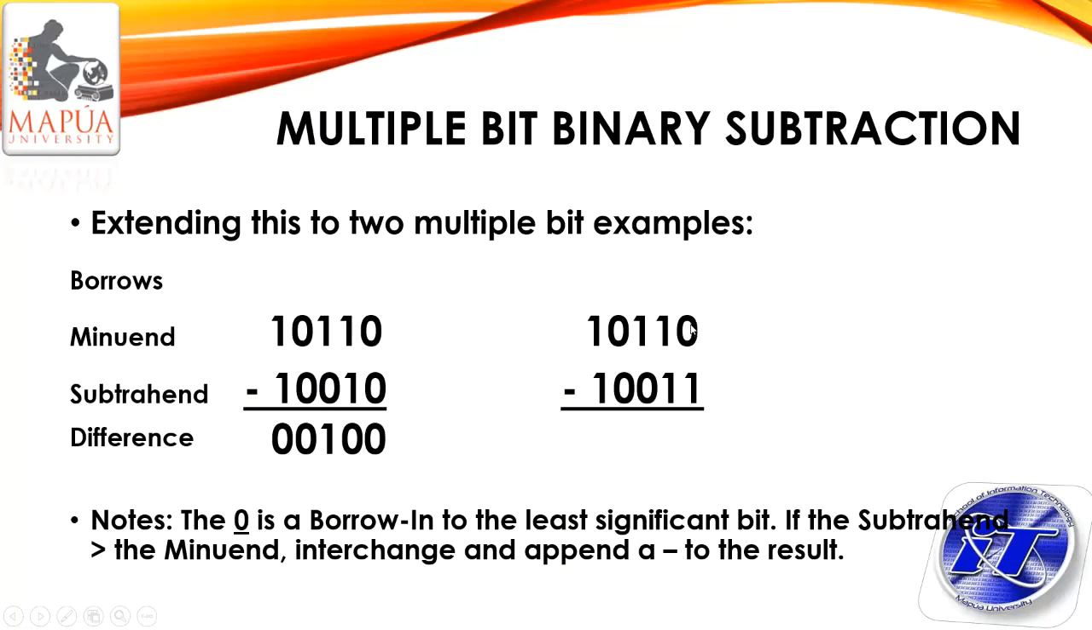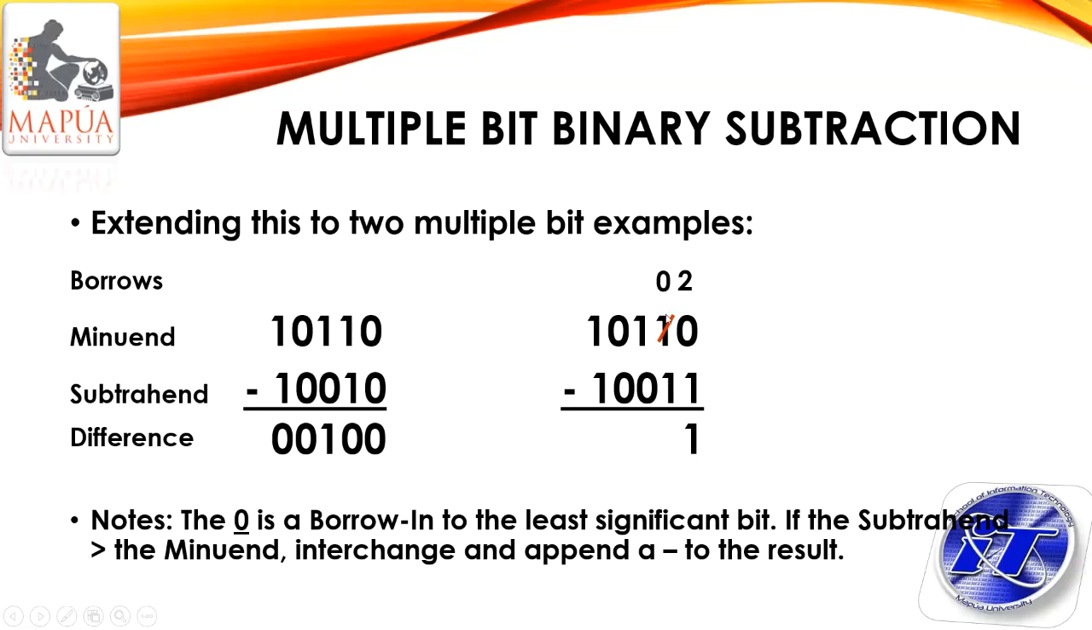So let's start with this position. 0 minus 1 cannot be done, so we borrow 2 from the higher position. So this one, okay, when we transfer to the right side, it will become 2, and this value will become 0. So 2 plus 0 is 2, minus 1, 1.